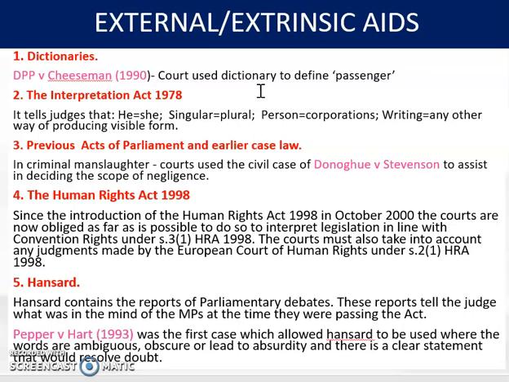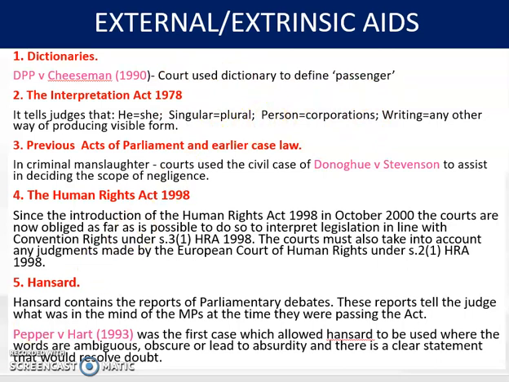So a dictionary can be of great assistance in finding what that meaning is. There's also an Act of Parliament, the Interpretation Act from 1978, and this Act of Parliament gives judges some general rules, if you like, about how certain words are used in Acts of Parliament. So it tells judges that if you see he in a statute or an Act of Parliament, that also includes she, singular includes plural, a person means corporations, etc. So it's giving the judge some further guidance.